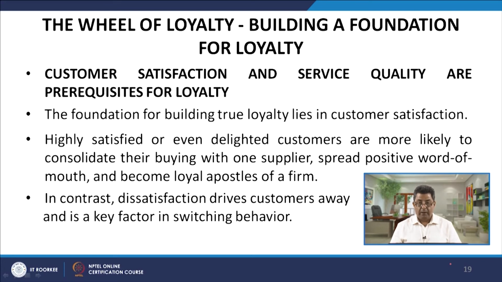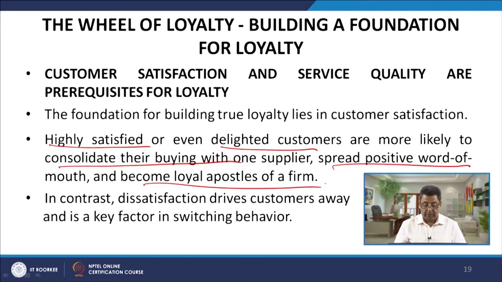Customer satisfaction and service quality. So the foundation for building true loyalty lies in customer satisfaction. So loyalty will come from satisfaction. Highly satisfied or even delighted customers are more likely to consolidate their buying with one supplier, spread positive word of mouth and become loyal apostles of the firm. So these highly satisfied or delighted customers will obviously buy from one supplier instead of buying from several different suppliers. They will spread the positive word of mouth and they become apostles of the firm.